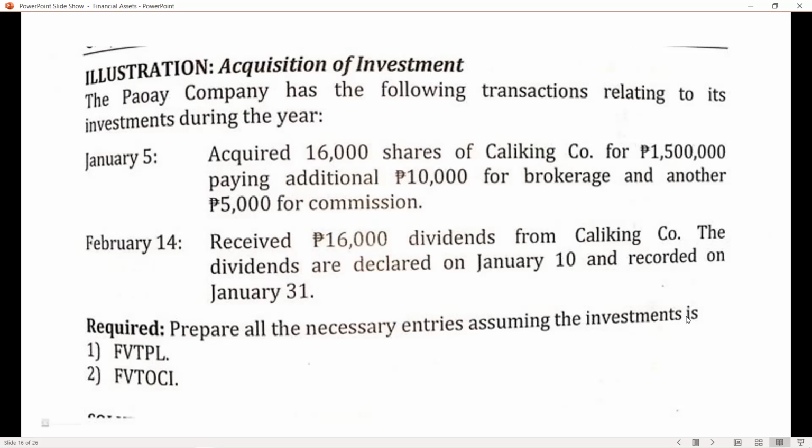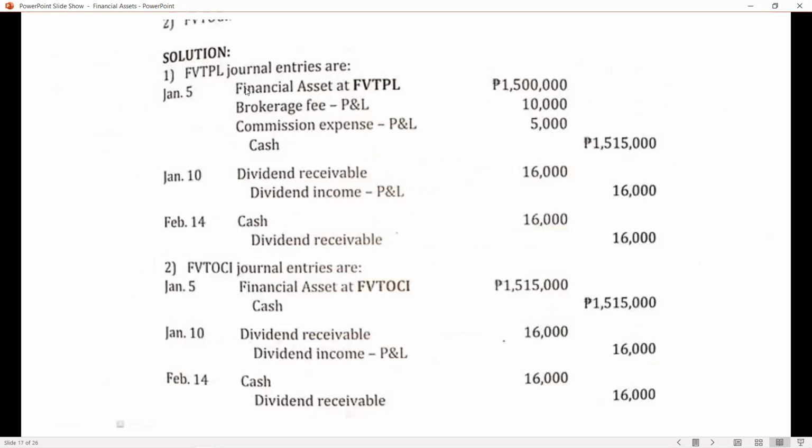So, magpe-prepare tayo ng journal entry. Paano ba natin siya i-initially measure under FVPL? Under FVPL, ito yung mangyayari. Sa financial asset at FVPL, ito, 1.5. Yung amount ng financial asset is at cost lang. Yung brokerage fee at commission fee, ginawa siyang expense under profit and loss. So, ang nangyayari dito, totoo nga cash na binayaran mo is 1,515,000 pero yung amount ng financial asset mo lang is 1,500,000. So, nasa T account ngayon, 1,500,000 lang. Kasi mapupunta tong dalawang to sa expense.